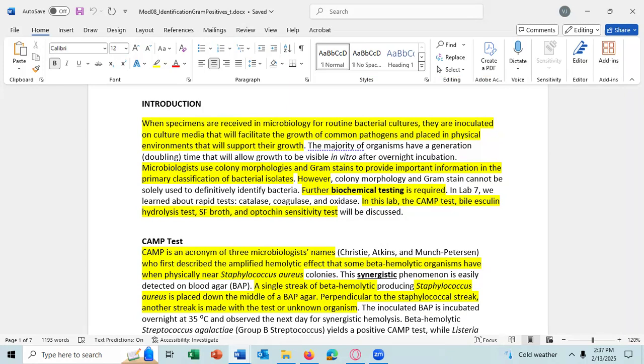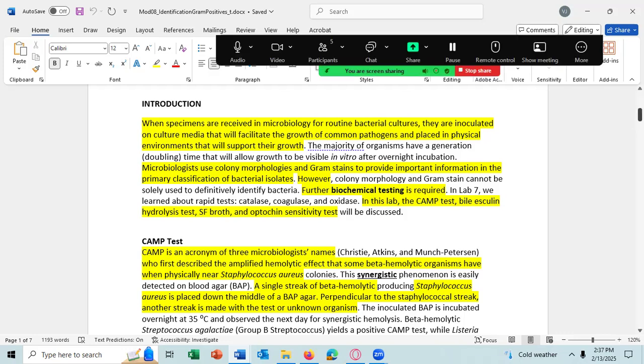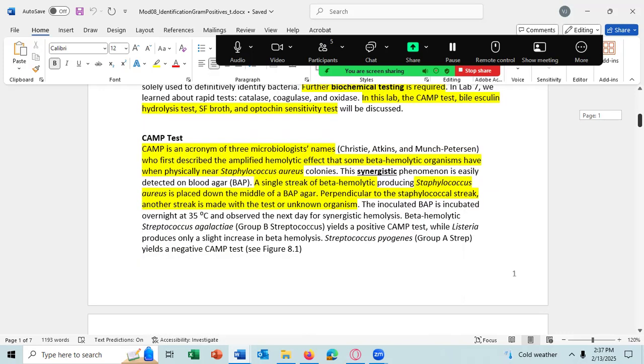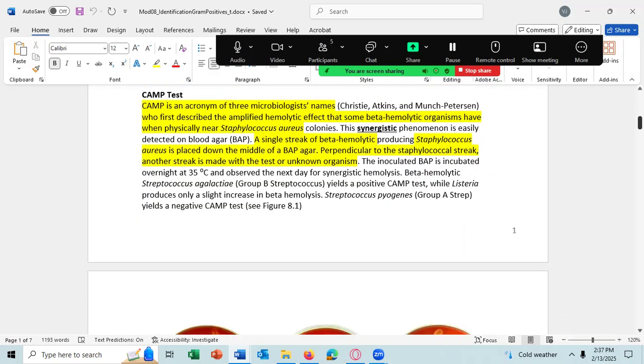In this lab, we're going to talk about the CAMP test, the bile esculin hydrolysis test, the SF broth test, and the optochin sensitivity test. Any question about any of that? If not, let's move on to the CAMP test.